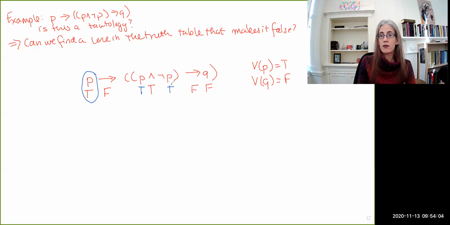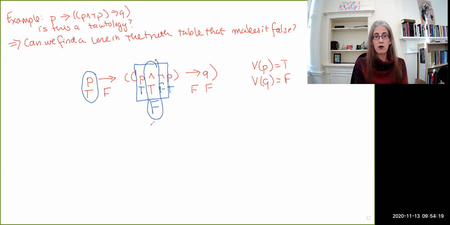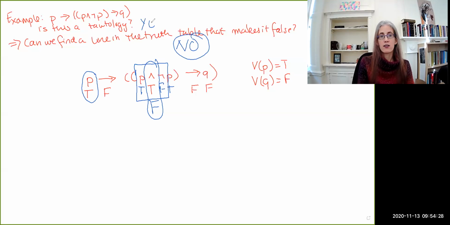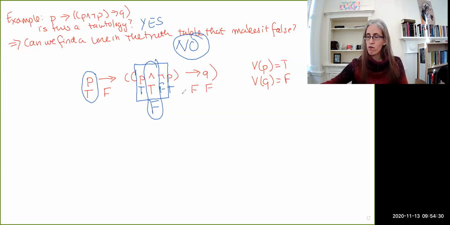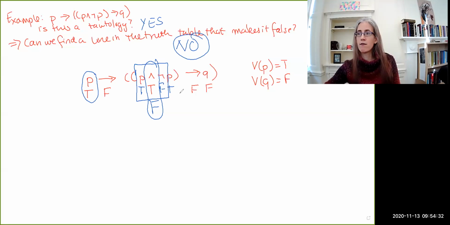But if P is true, not P is false, and if you look at the conjunction of something true and something false, this actually ends up being false. So we needed this conjunction to be true, but it turns out to be false. So can we find a line in the truth table that makes it false? The answer is no. Is this a tautology? The answer is yes. So there's one very easy example.